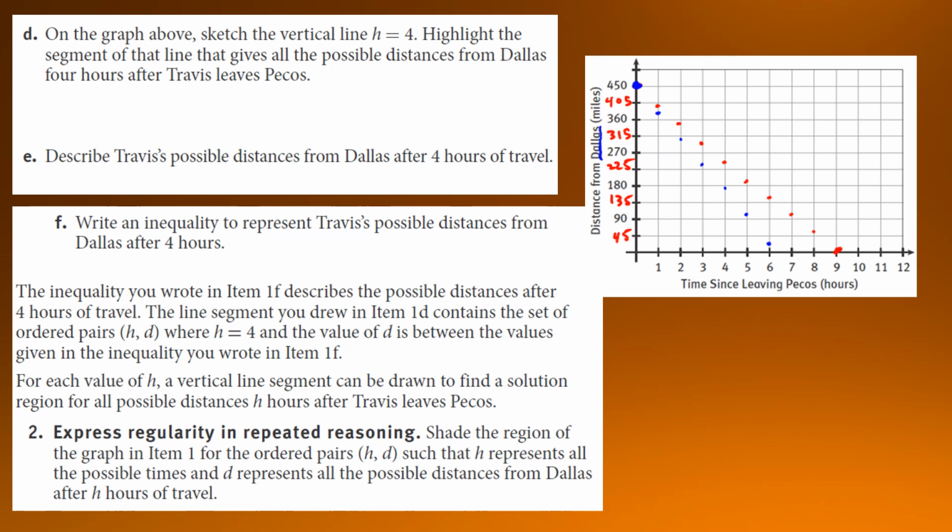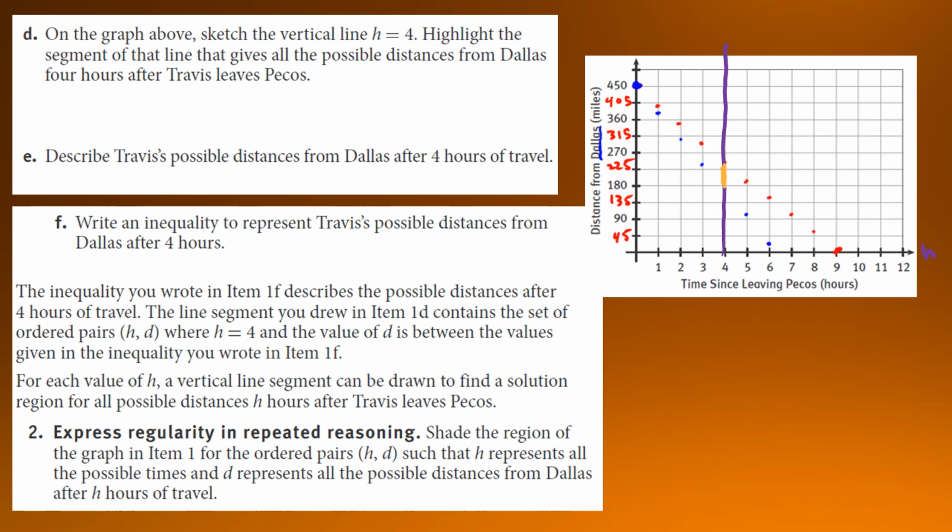So on the graph above, they want us to sketch the vertical line h equals 4. So h is hours down here along the bottom. This is our h-axis. So where h equals 4, here's the vertical line. And highlight the segment of that line that gives all the possible distances from Dallas 4 hours after Travis leaves Pecos. So that would be anything in here. Anything between here and here is the part where it's in between the two graphs. So that looks like it's between, and we can figure out exactly what that is.